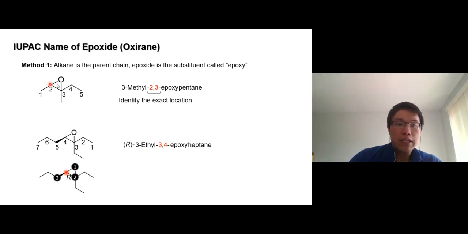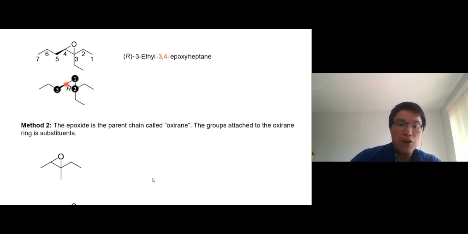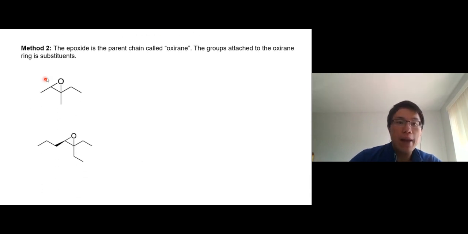So we look at the epoxy group as a substituent. Method 2, the epoxy group is actually the parent chain. We call it an oxide ring. This is an oxide ring system. Anything else on it is a substituent. So we have ethyl, methyl, and methyl. Now we have to indicate where these guys are, so we have to count the position. Oxygen is number 1, 2 right here, and 3 on the left side.